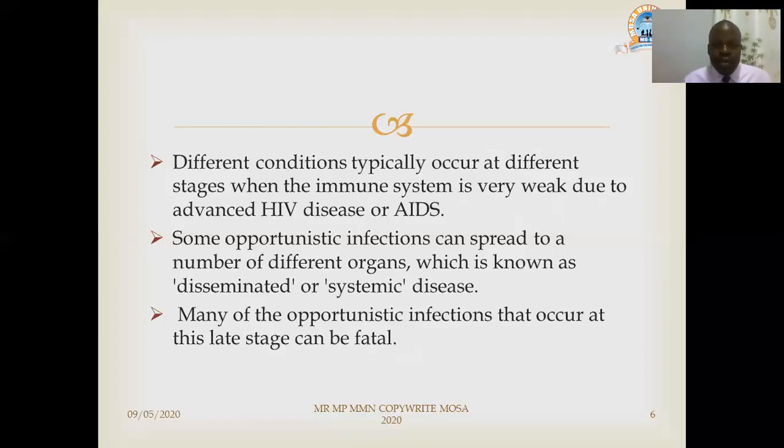So many of the opportunistic infections that occur at this late stage can be fatal. Depending on the various stages at which these infections can occur, if they occur at a very advanced stage, in most cases they bring death, because the immune system of someone who is HIV positive becomes greatly affected.